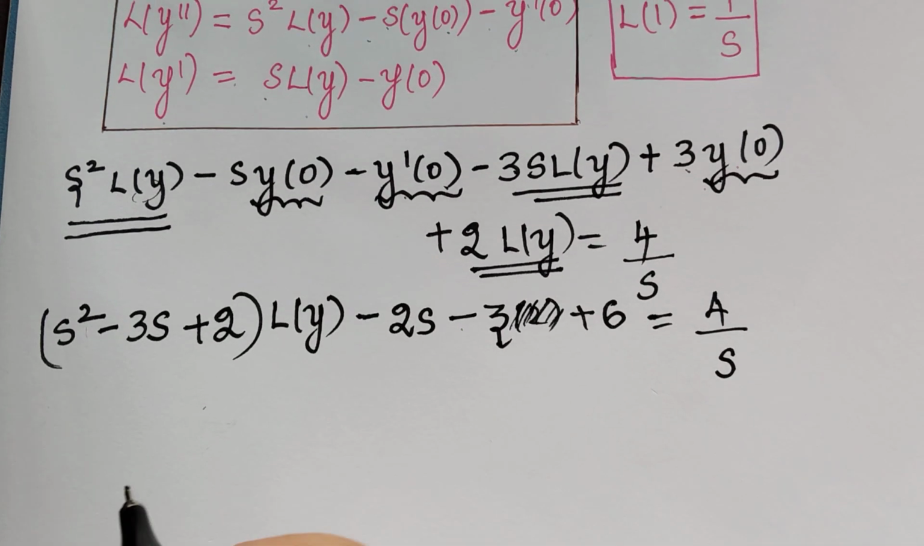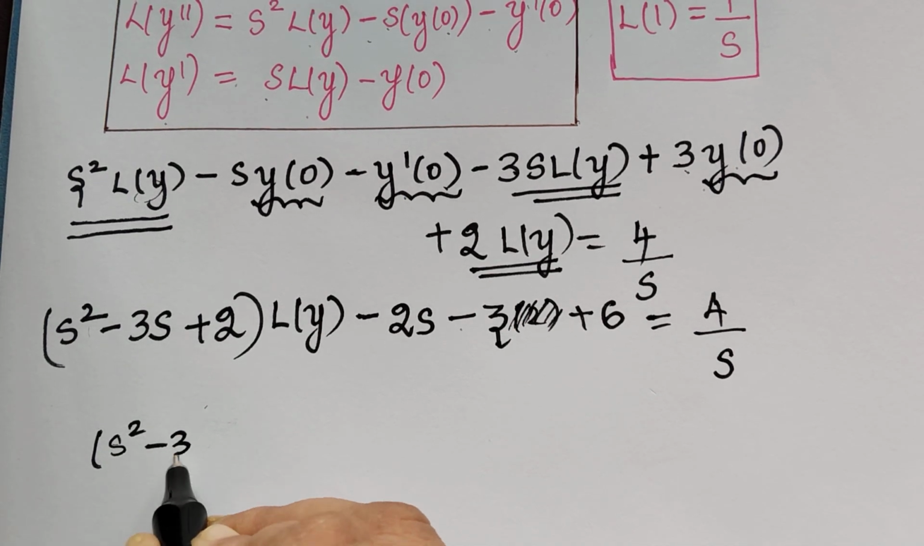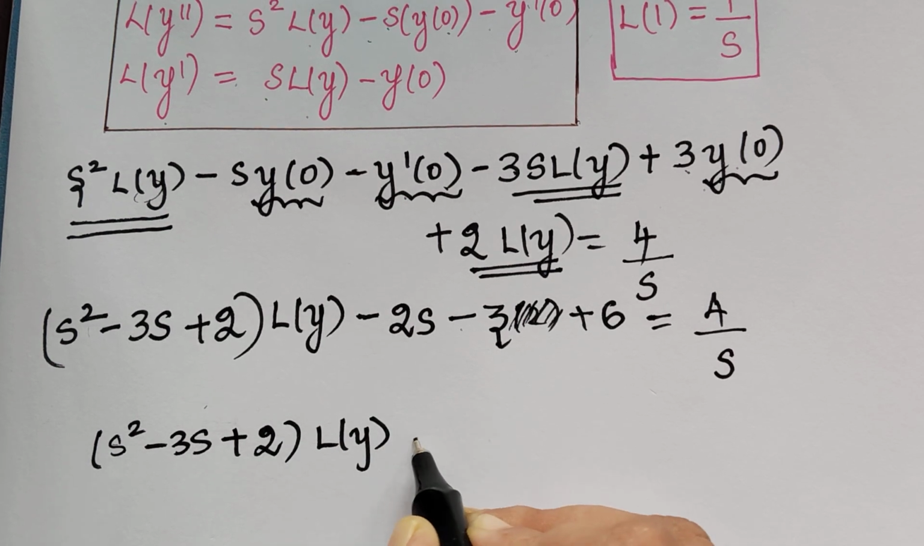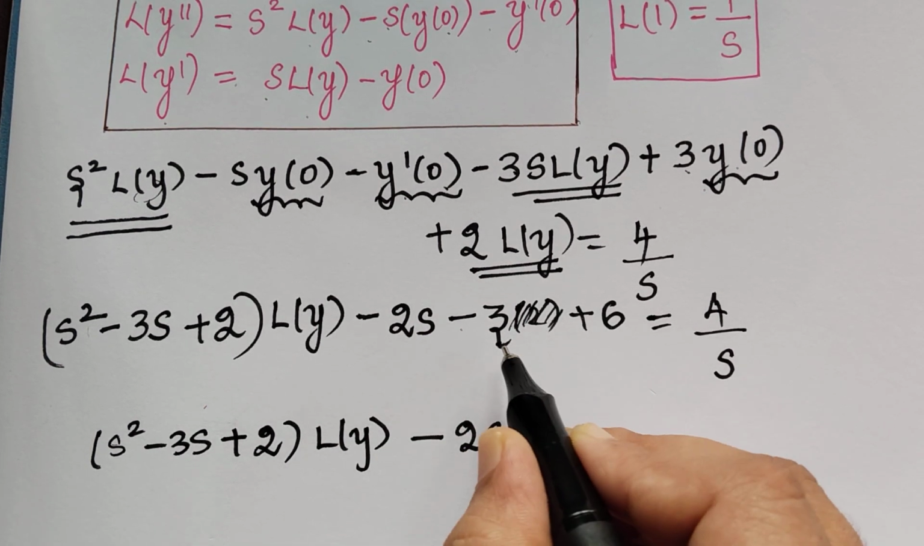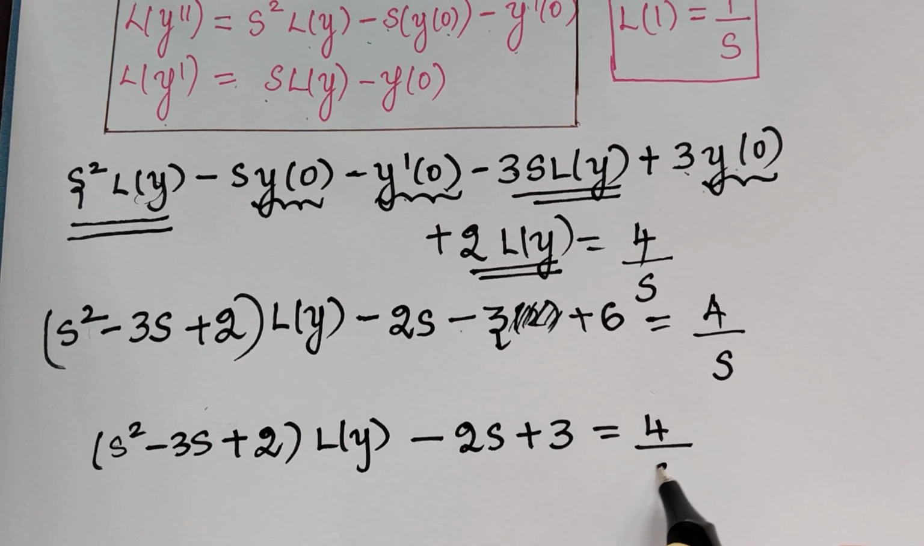So the next step will be this. We will write it as it is first. So s squared minus 3s plus 2 multiplied with L of y minus 2s. What about minus 3 plus 6? It will be plus 3, is equal to 4 by s.